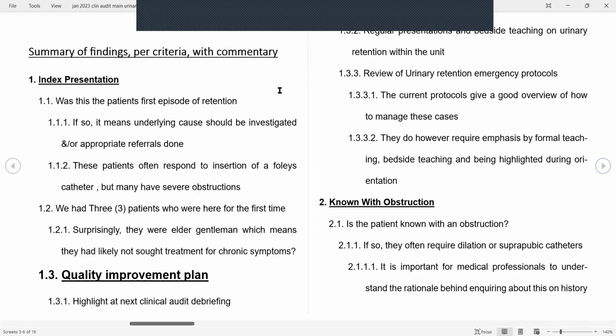Just so that you know, I'm not going to read through this line by line. Basically, what we're going to do is talk about why we need to look at these things, all right? The first thing that we need to know is, is this an index presentation? So is this the first time that the patient is presenting with urinary retention? Now, there's a few things that we need to consider when the patient presents for the first time. The first and most important thing is age, because there's a big difference between a young person presenting and an elderly person presenting. It doesn't matter male or female, even though in this audit all the patients happen to be male, but it's not that females can't present with it.